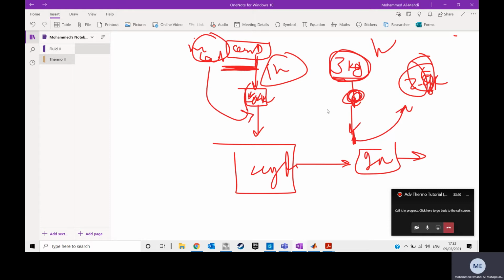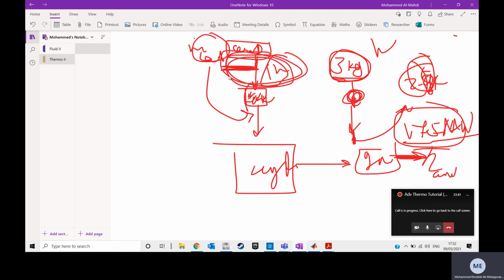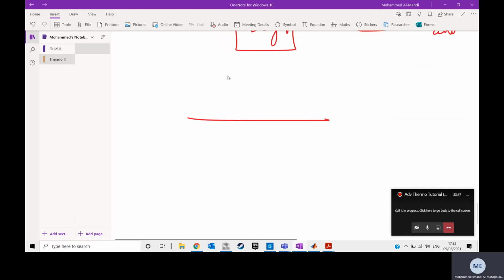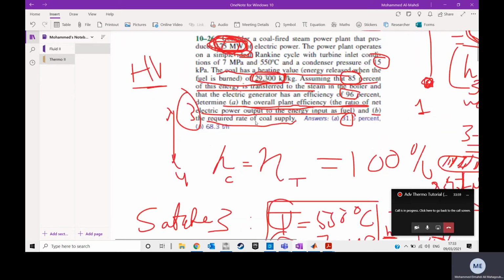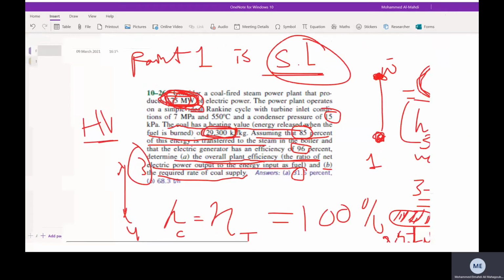So because we have here the net output of the cycle, which is 175 kilowatts, or kilowatts or megawatts, we have it. So this amount divided by the combined efficiency is going to give me directly this thing here. And then you're gonna divide Q combustion over the heating value, which is going to give you m dot of the coal. Yeah, as simple as that. So this is one of your homework questions, I believe.